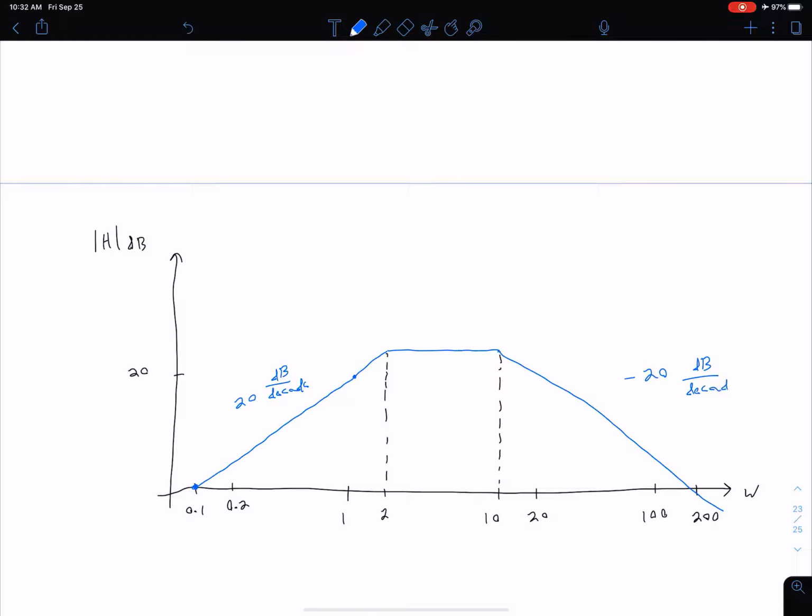I've not been very precise with where that crosses the x-axis. I'll mention in a little bit where you can find a more accurate drawing in the textbook, but that should be crossing at 200.